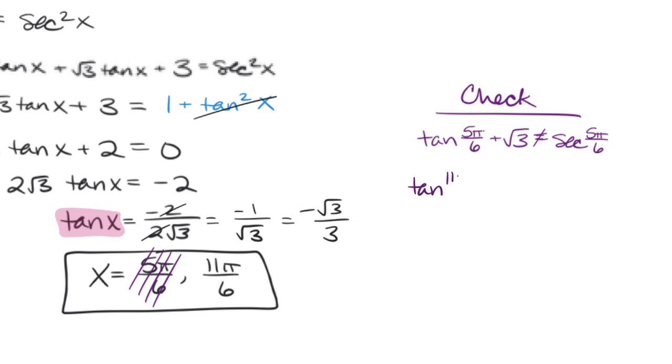We would check tangent of 11 pi over 6 plus square root 3 and see if that is equal to secant of 11 pi over 6. Same vibe. You check each side and make sure they're actually equal. And if they are, you leave that one as your answer. If they're not, this has no solution.